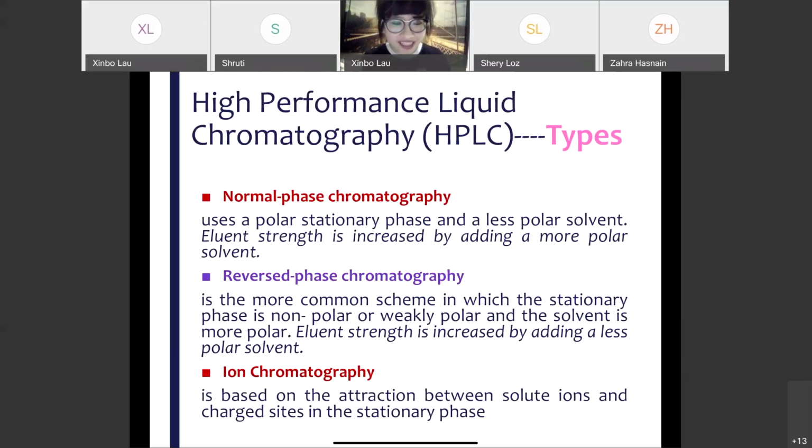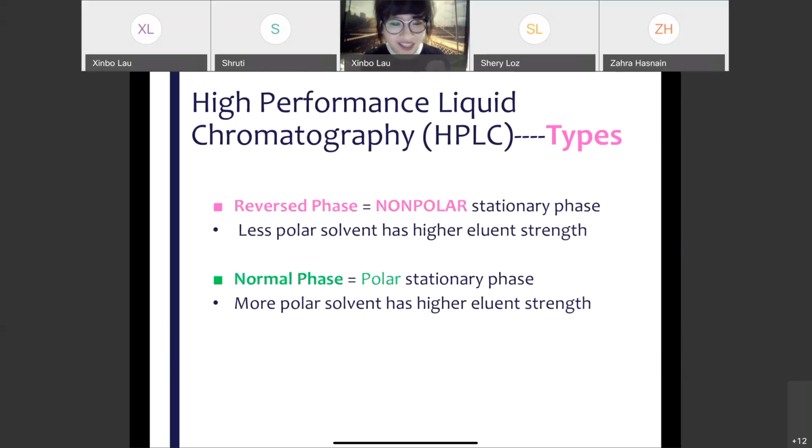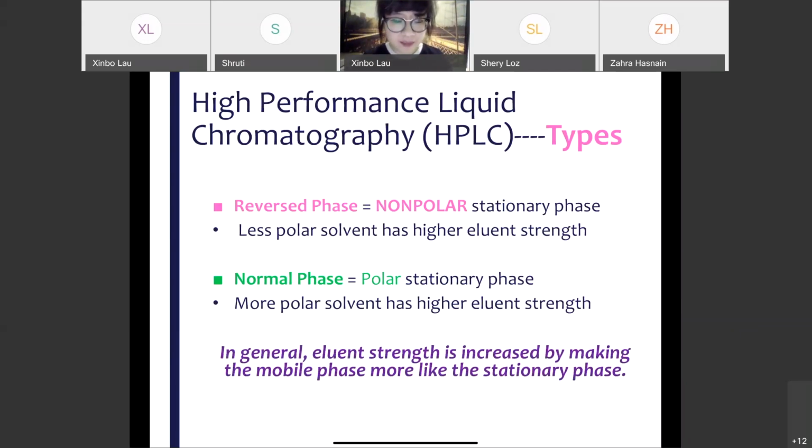Non-polar stationary phase. I hope you don't need to look for this tomorrow. There cannot be anything more obvious than this, but please pay attention. Reverse phase chromatography: non-polar stationary phase. The other way around, normal phase, has a polar stationary phase. And in general, eluent strength is increased by making the mobile phase more like the stationary phase.